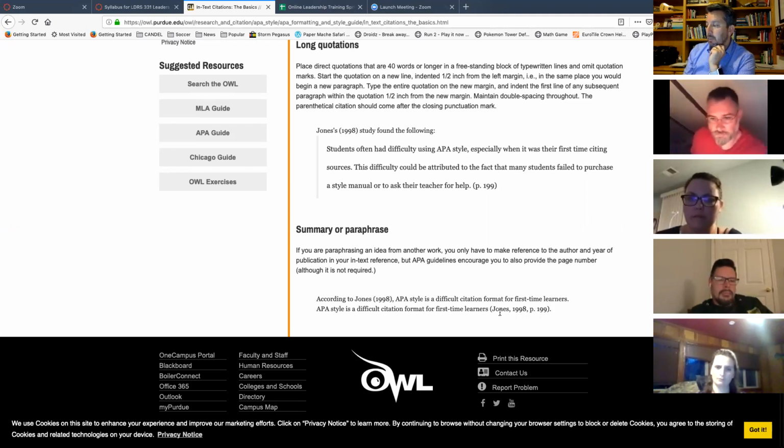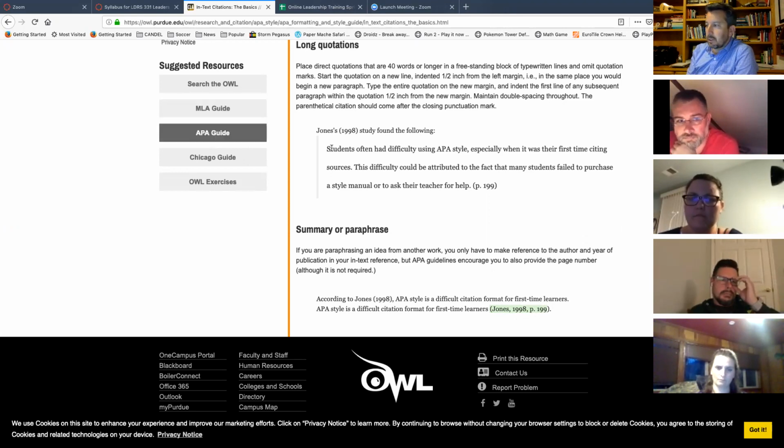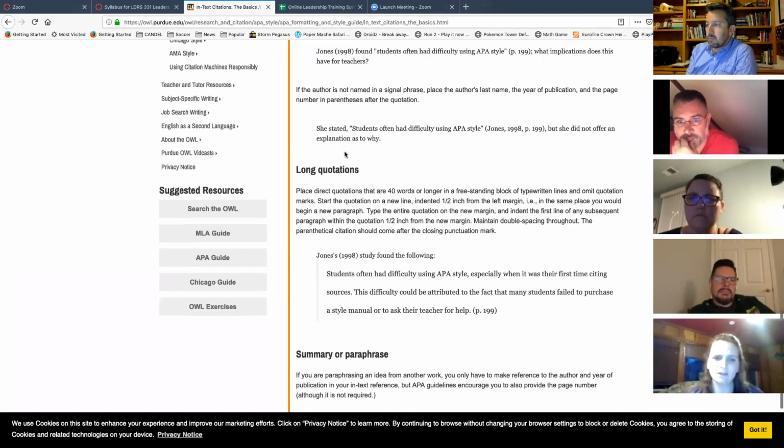And this is probably for a book because it's the APA style guide. It might be different here for a journal or for a magazine or something like that.